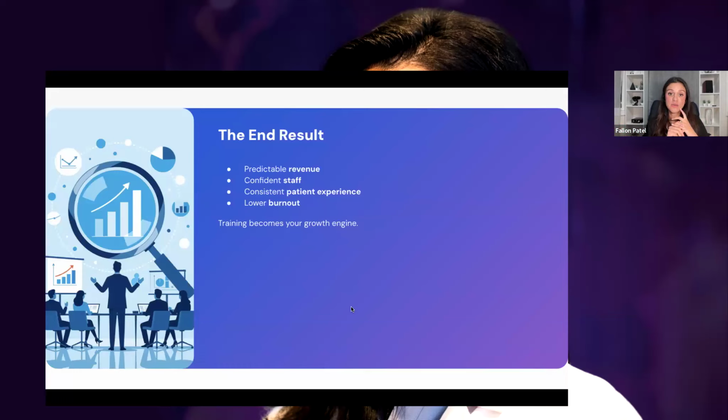So the end result: predictable revenue, confident staff, consistent patient experience, lower burnout, because everybody's contributing, not just one, and training becomes your growth engine. So it's really with the training.